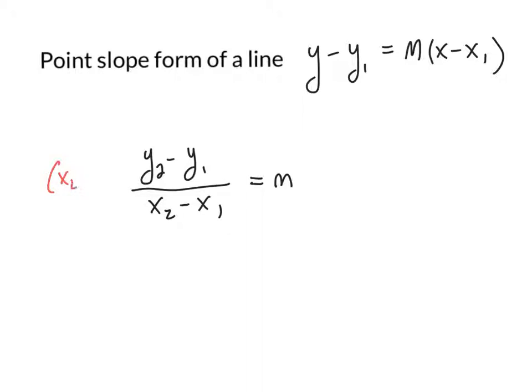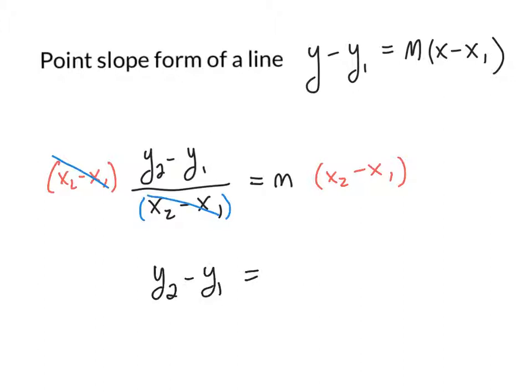Over here I'm going to multiply by x2 minus x1 on the left, and I'm going to multiply by x2 minus x1 on the right. And what we're going to see is on the left-hand side, these things cancel. If we think about that, this x2 minus x1 is acting as its own unit, so multiplying by x2 minus x1 and dividing by x2 minus x1 cancel out. And what I have left over is y2 minus y1 equals m times x2 minus x1.